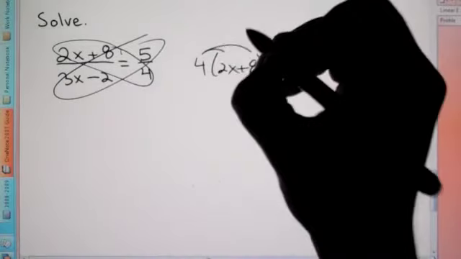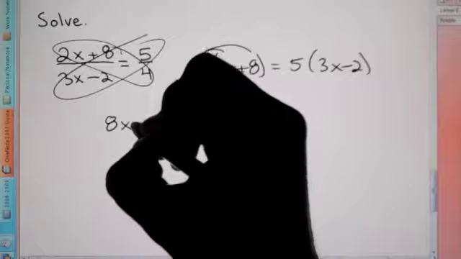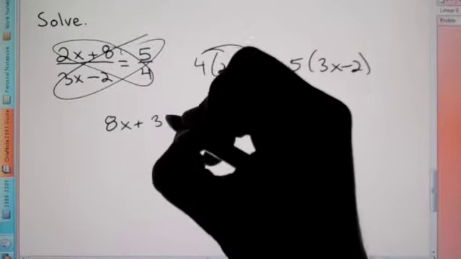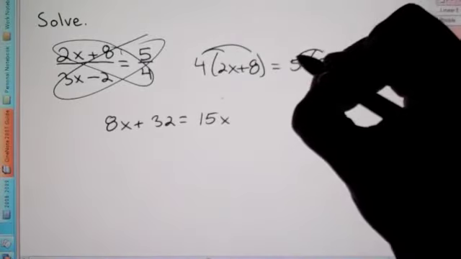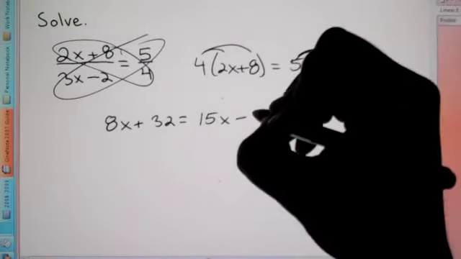So you can distribute now. 4 times 2 is 8x plus 4 times 8 is 32. We distribute, that gives us 15x. 5 times negative 2 is negative 10.